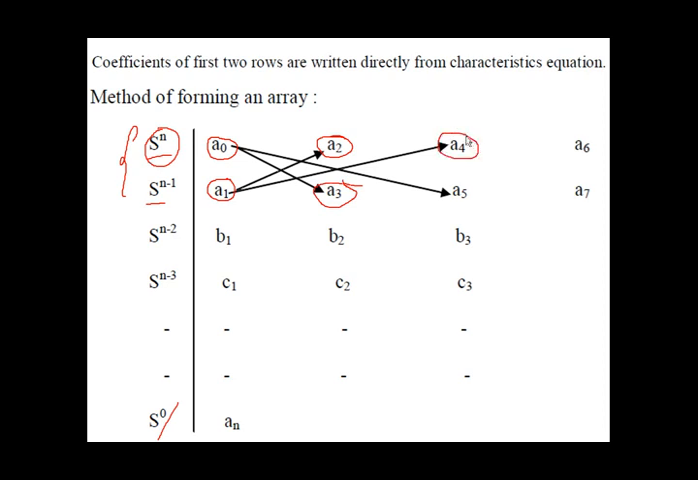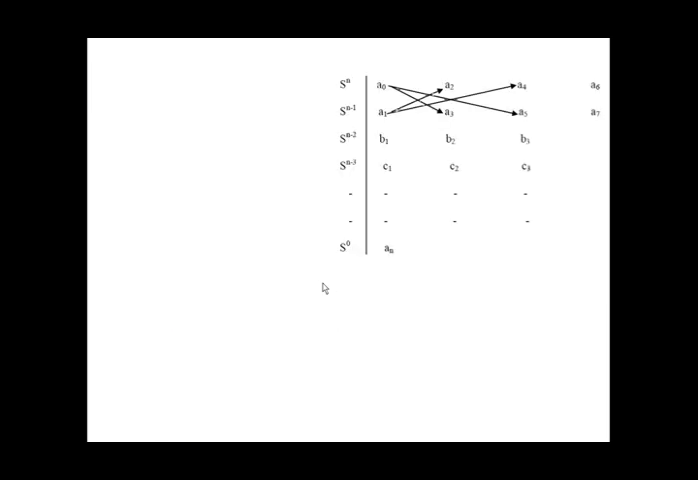Next, the fifth element must be written in the first row, third column. Next, the sixth coefficient, the seventh coefficient. Based on the characteristic equation, you need to note down all the coefficients in the first two rows itself. You should not write any coefficient from the characteristic equation in any other rows. After that, how are we going to get b1, b2, b3, c1, c2, c3? Let us see that next.